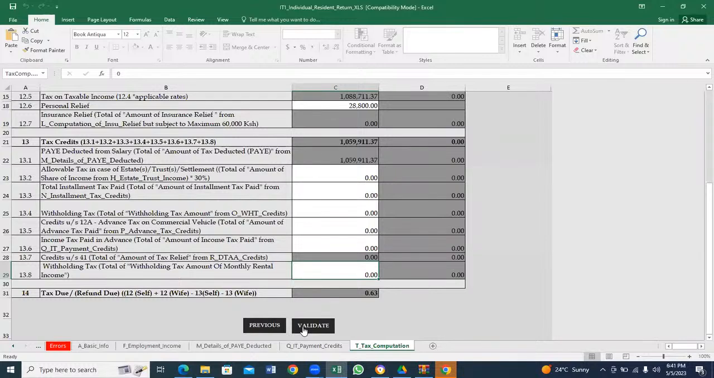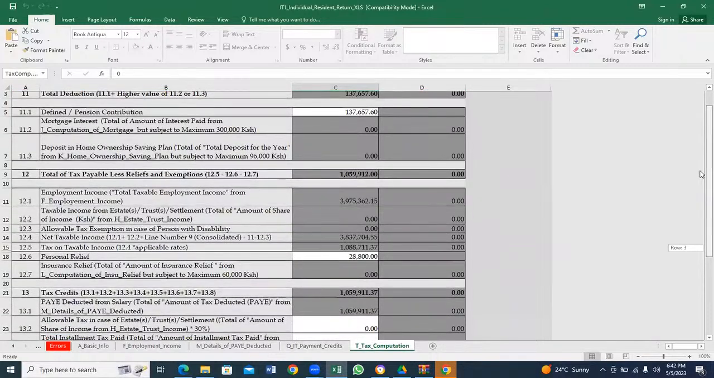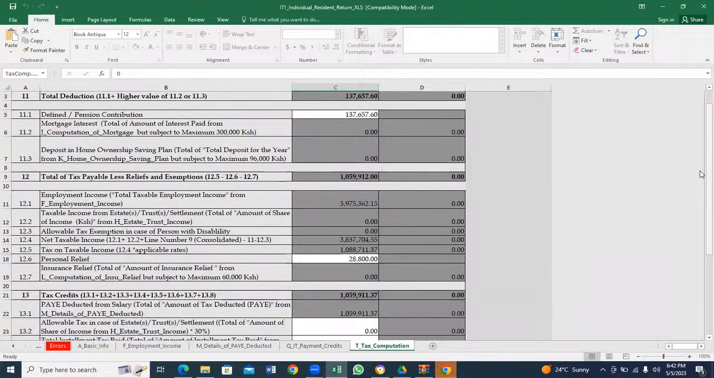Can I bring the mortgage bit? I can bring the mortgage bit, right? You agree? Now, let me bring the mortgage bit. Let's see what happens when I bring the mortgage bit.